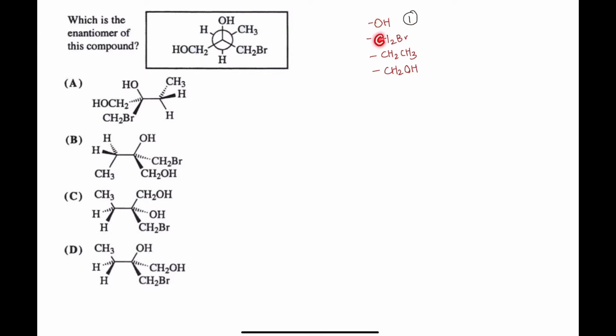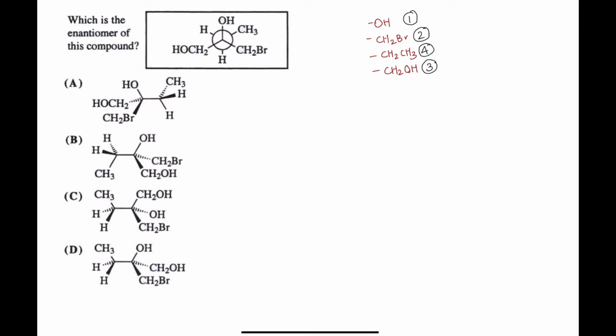Then among the three other groups, there is a tie on the first atom, which is carbon. So you look at the other atoms that it's connected to. Here, we have bromine, we have carbon, and we have oxygen. Among these three different atoms, we already know that bromine is going to have higher priority, and that has to be assigned 2. Then the one that's connected to oxygen is going to be assigned 3, and this is going to be 4.